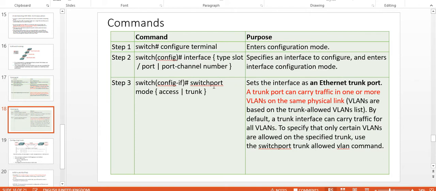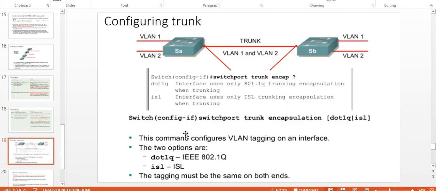Okay, so when you are moving toward your trunk version, now trunk port, again you will add interface slot numbers and then switch port mode trunk, right? So a trunk port can carry traffic in one or more VLAN on the physical link, right? That's the difference. Okay.